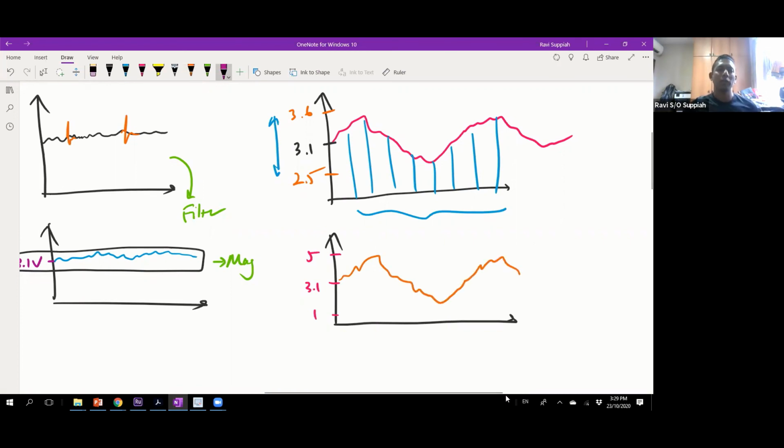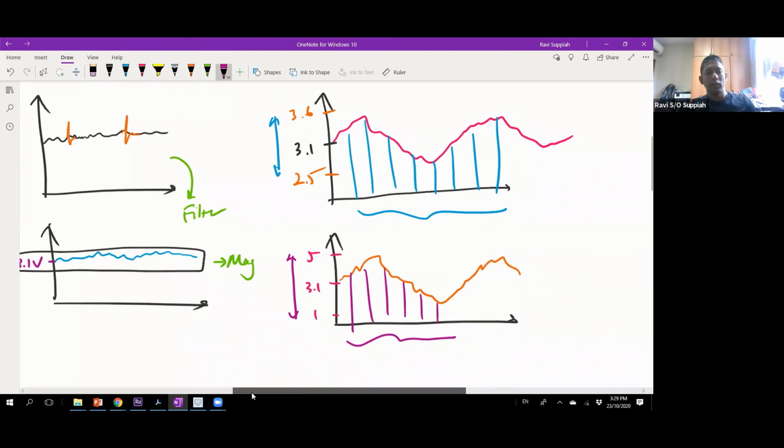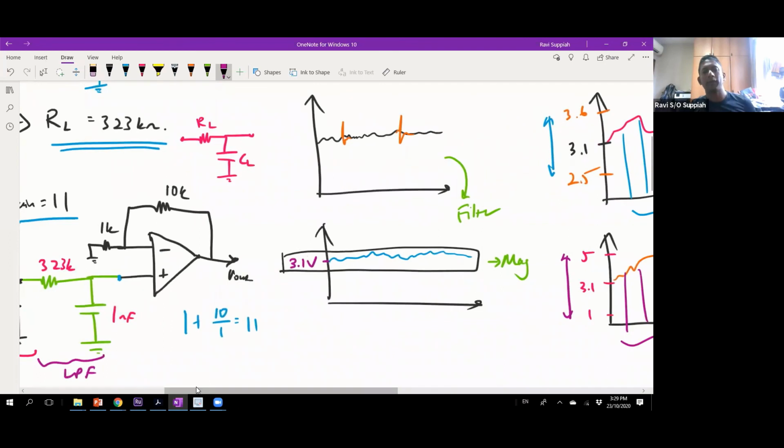Now my signal occupies a bigger range. All right, a bigger range. So when I do sampling, I'm actually able to get the actual changes in the voltage in the sample values that I'm going to look at. So that is why we always want to look at amplifying the signal.